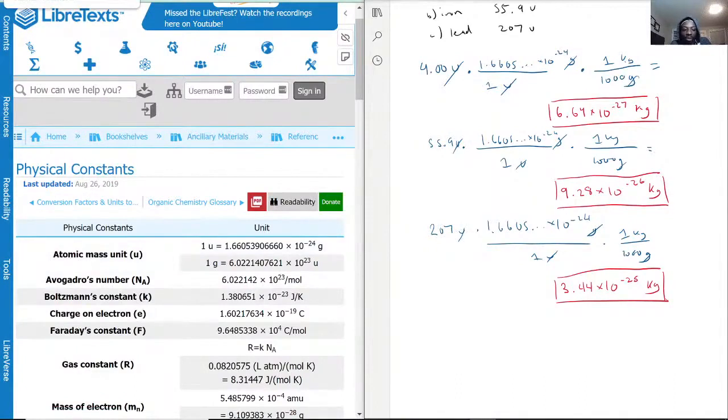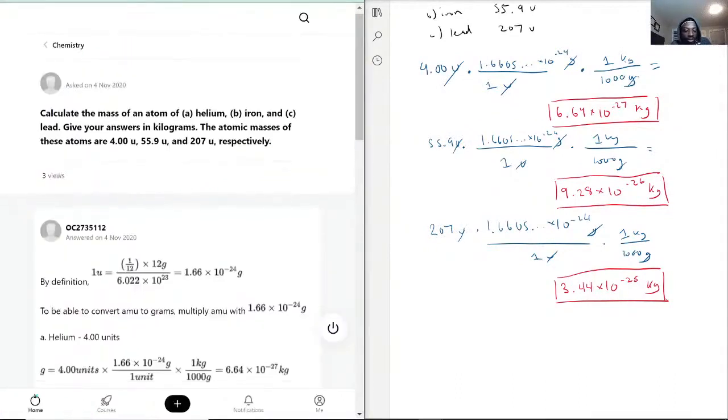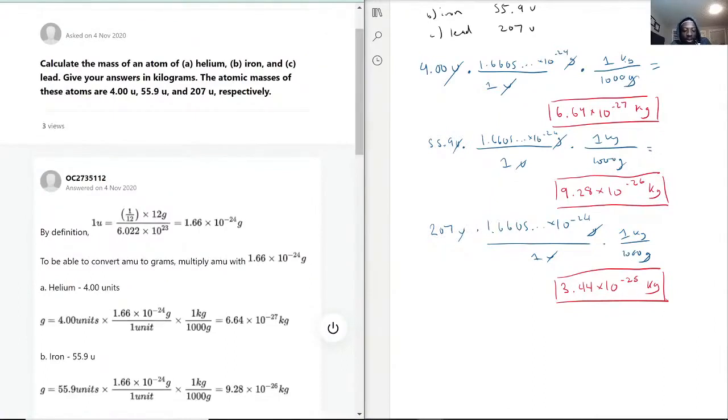So let's see how we did for this question. Let's see how they solved it. By definition, yes, they do have the conversion factor. It is 1.66 times 10 to the negative 24. And they do explain how we get that number. They use the atomic mass of carbon, 12, and divide that by 6.022 times 10 to the negative 23rd. That's how they get their conversion from atomic mass units to grams, because most things are based on the carbon 12 isotope.